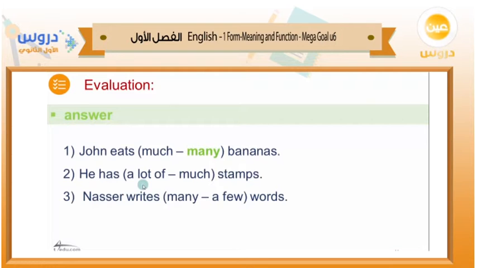Two, he has a lot of stamps or much stamps. Stamps is countable, you see the S, two stamps, three stamps, so we choose a lot of stamps. Three, Nasser writes many words or a few words. And of course we choose a few words.